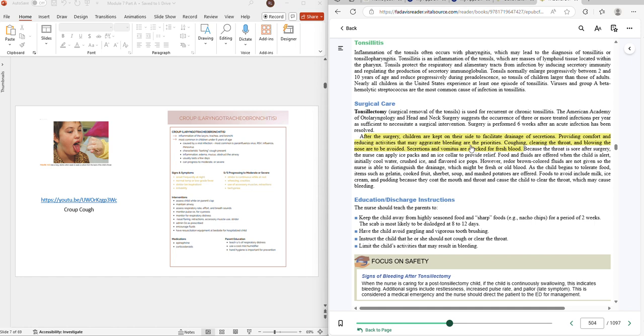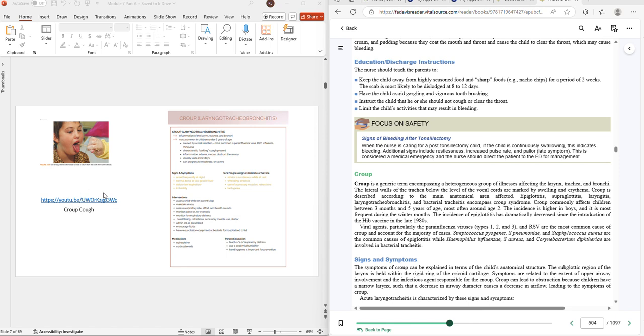Coughing, clearing, and blowing the nose should be avoided. We don't need any more pressure on there. We need to let them heal. Okay? So wink and lollipop, keep them on their side. And of course go through these discharge instructions.